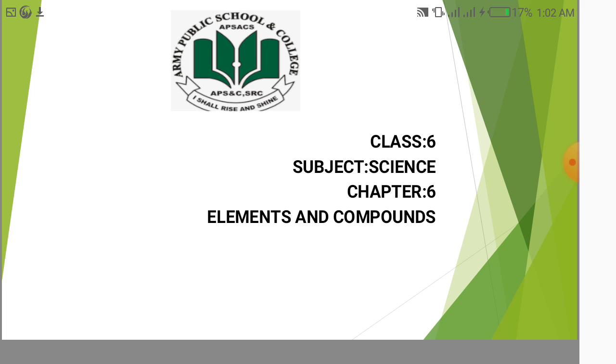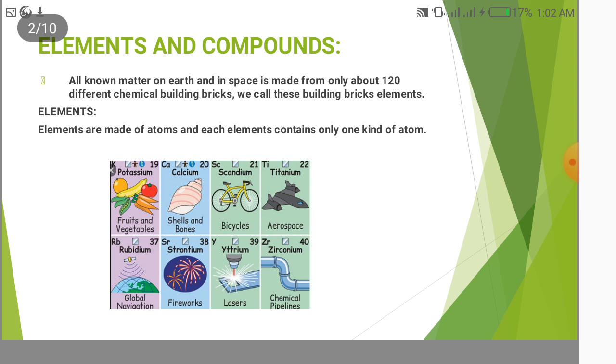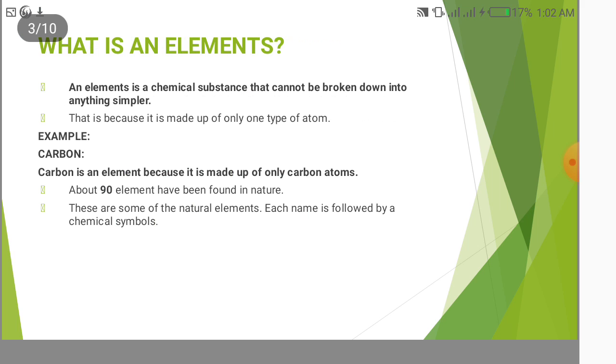Now we will discuss what an element is. An element is a chemical substance that cannot be broken down into anything simpler. That is because it is made up of only one type of atom. For example, carbon. Carbon is an element because it is made up of only one type of atom, the carbon atom.